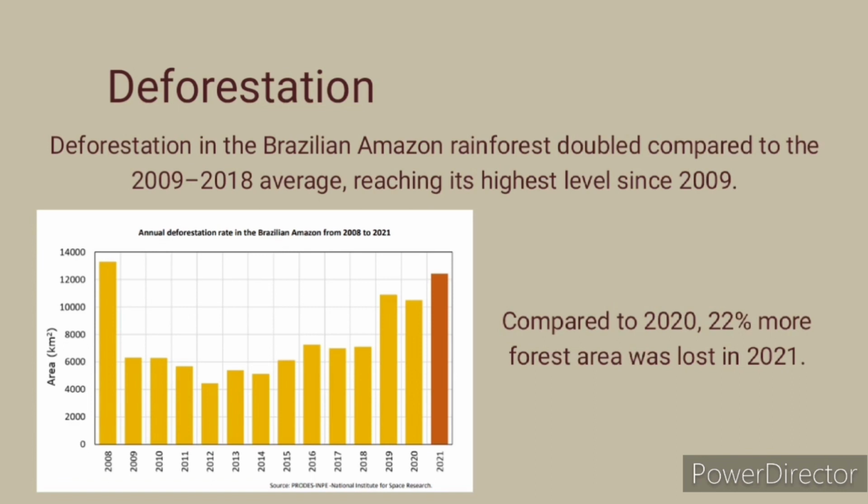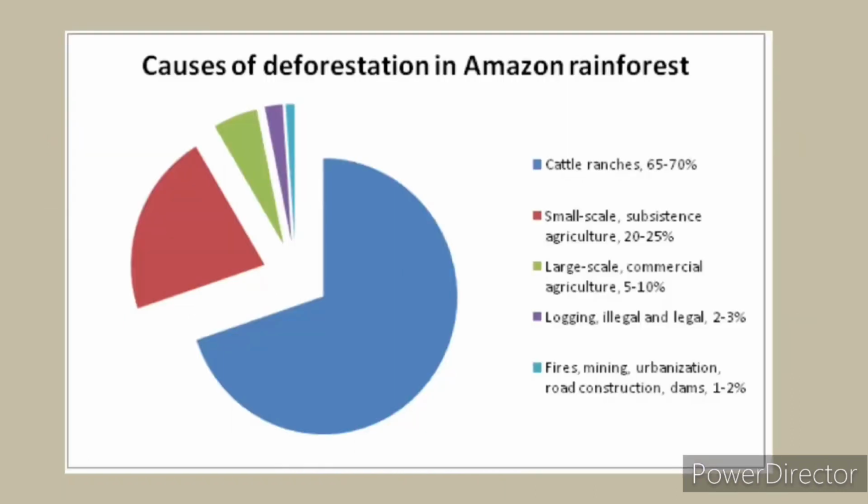Compared to 2020, 22% more forest area was lost in 2021. So 2021 yung aming napili na data dahil ito na yung latest na aming nakita. So next is the causes of deforestation in Amazon rainforest. So ito yung mga factor kung bakit pinuputol nila ang kanilang mga puno.